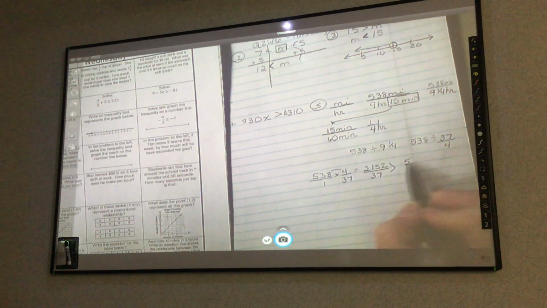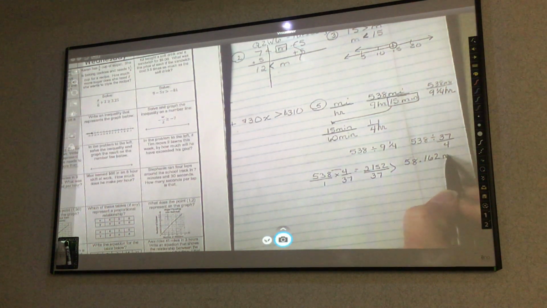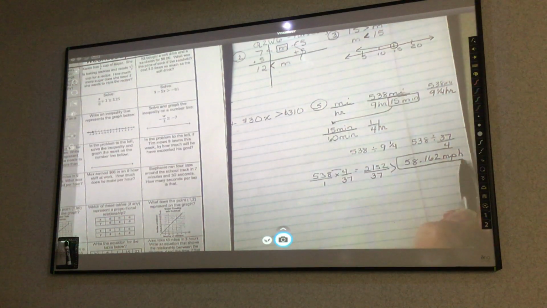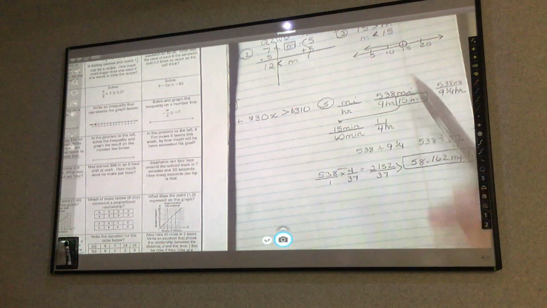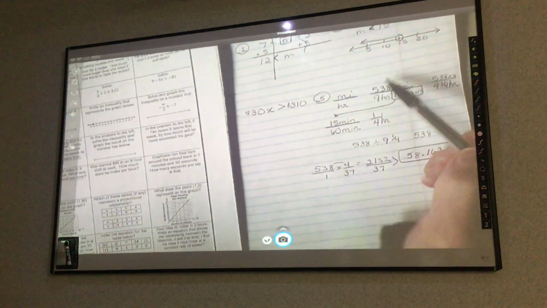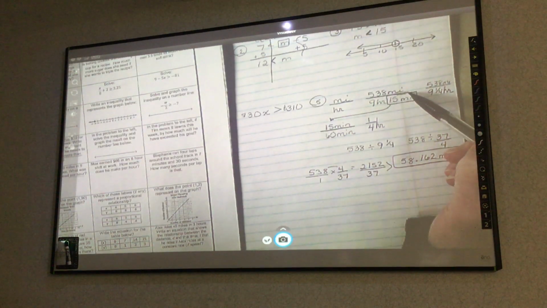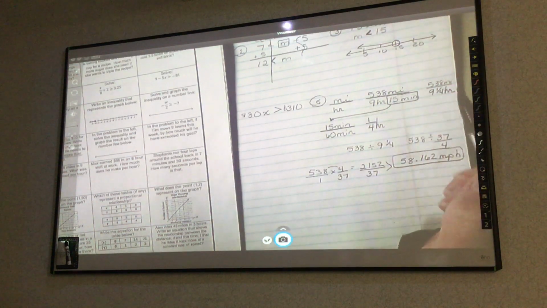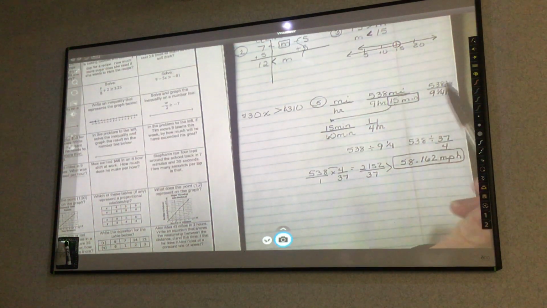my answer is 58.162 miles per hour. That's your final answer. You set it up as the ratio, miles per hour. I want to see that on everybody's paper. Then I want to see that you plugged in the information. But then you needed to change the 15 minutes to hours. Did anybody change the hours to minutes?